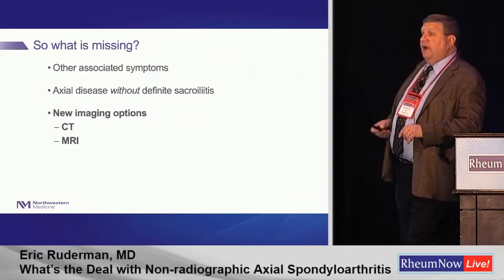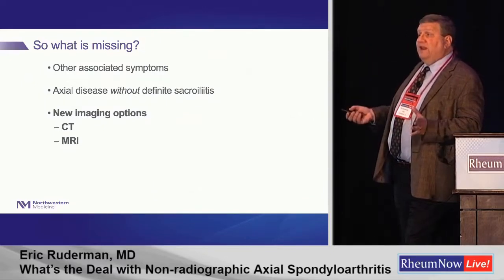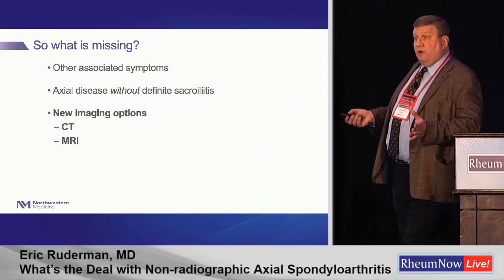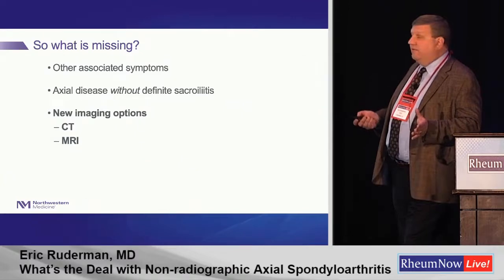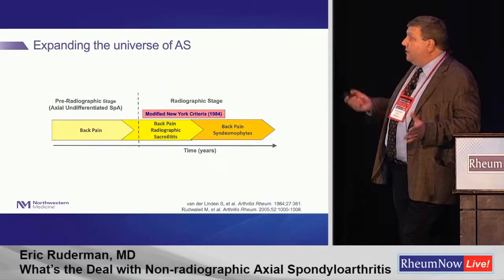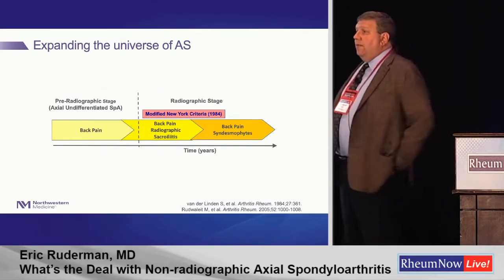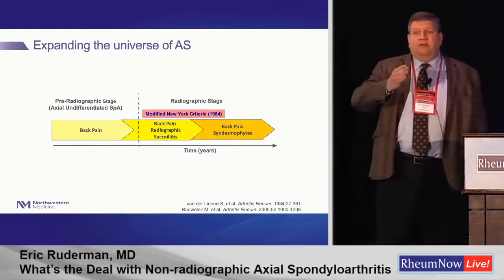And importantly, what happened is new imaging options. In 1984, we had CAT scans. They weren't widely used. We were just beginning to get MRIs. And so these were ways of looking at the sacroiliac joint that we didn't have when the criteria developed. And so about 15 years ago, there was an effort to sort of say, well, what's going on, all right?